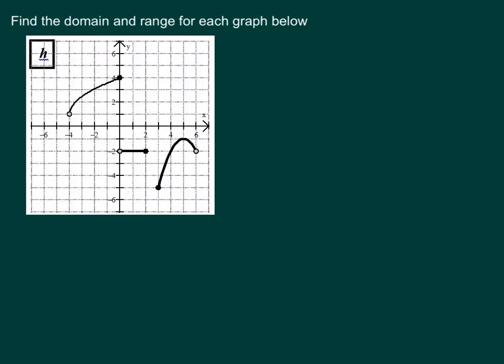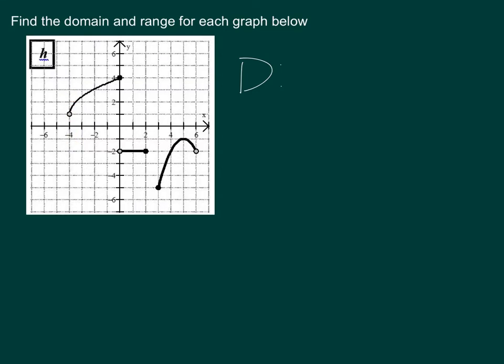Find the domain and range for each graph below. In this particular example, we just have this one graph here. And we get to talk a little bit more about the intricacies of how to find a domain and range for a function. The first thing we will try to find here will be the domain. So I'll write D. And for the domain here, we do want to start as far left as the graph starts. So the smallest x value this graph exists at is -4.